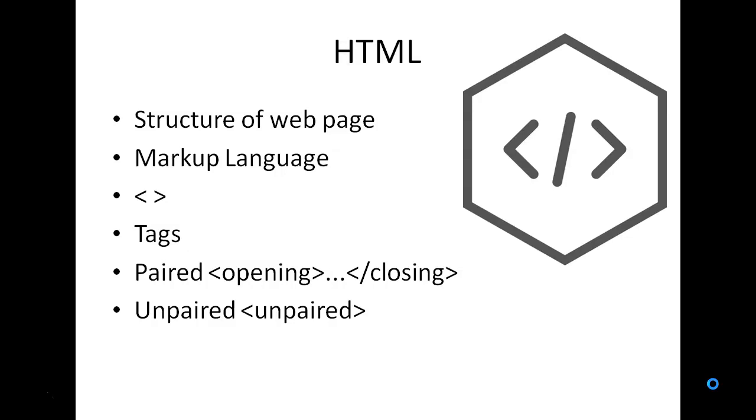It is a markup language, that is the code is written within the less than and greater than sign. Those are the markups and they are known as tags. So there are two types of tags, paired tag and unpaired tag. A paired tag will have an opening and closing tag within which the content will be written, and an unpaired tag is written at the place where the property of that tag needs to be added.